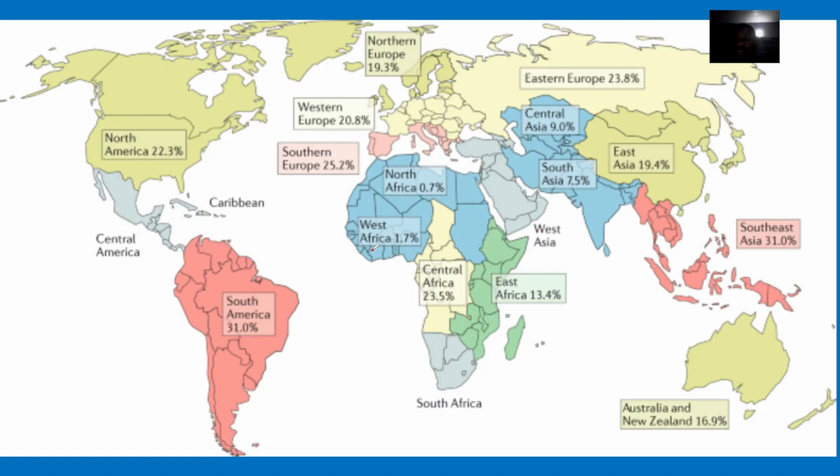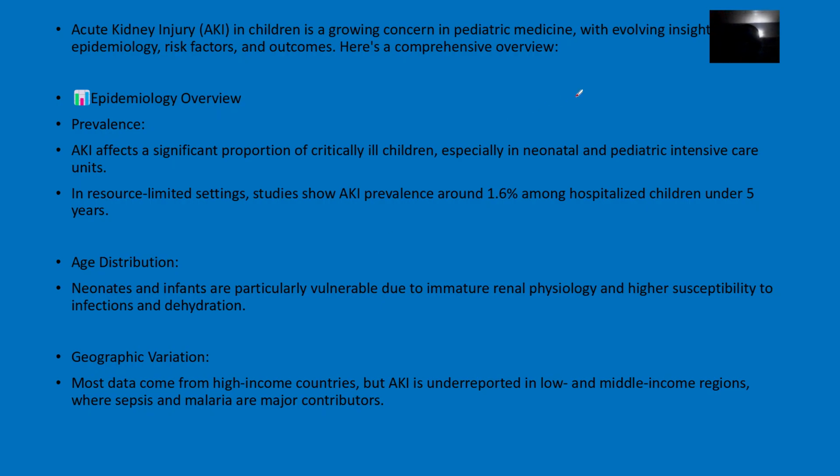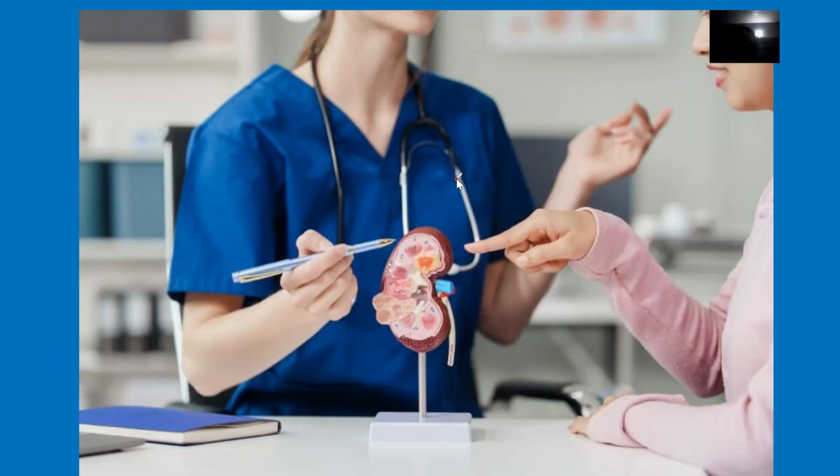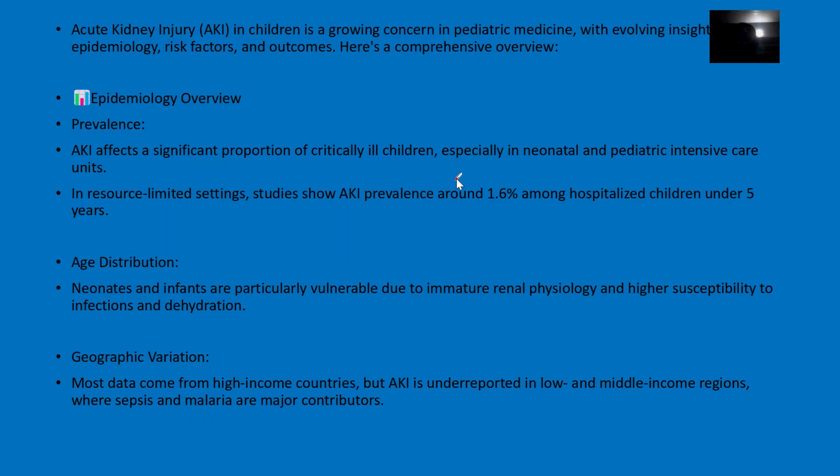So for acute kidney injury in children, we said that it's a growing concern in pediatric medicine because it's unfortunate to actually find a little child having issues with the kidneys, something that we usually see in people that are around 70 years plus. A little child that should be in school enjoying life is hit by issues in the kidney, so they have to be in the hospital.